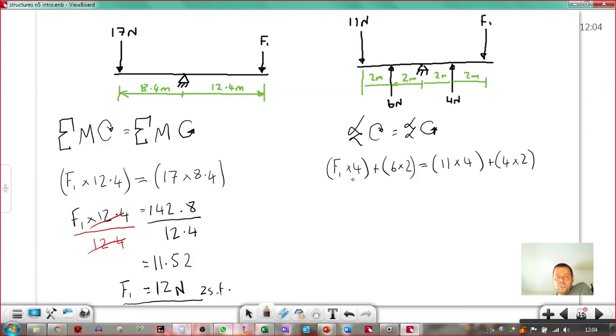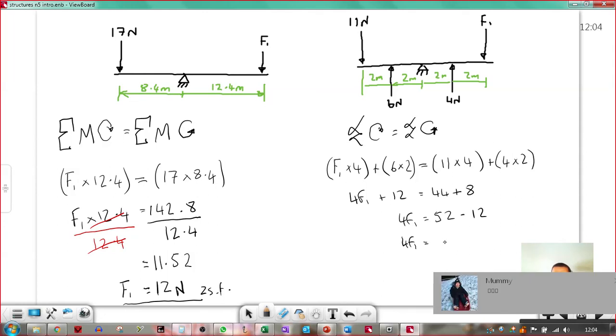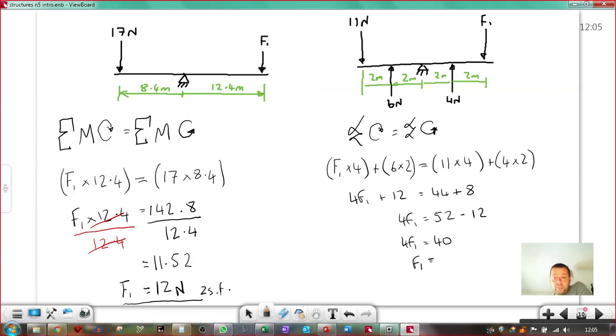Okay, so let's solve some of these brackets. So we've got 4F1 plus 12 equals 44 plus 8. So 4F1 equals 52 minus 12. Yeah, we've just moved that 12 over the other side, it's adding 12 on that side, so it's subtracting 12 on that side. 4F1 equals 40. Move that 4 over, so divide both sides by 4, it disappears for this side and appears on this side as a divisor. So F1 equals 10, and it's already the correct number of significant figures. Just need to get the units right, so it's a force, newtons.